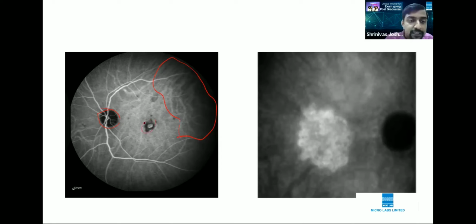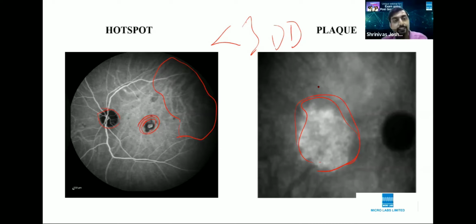So you see a small one here and you see a big one here. What's the difference between the two? The small one is called a hot spot if it is less than 1 disc diameter, and it is called a plaque if it is more than 1 disc diameter. Again, this is a very favorite question of examiners: the difference between hot spot and plaque.